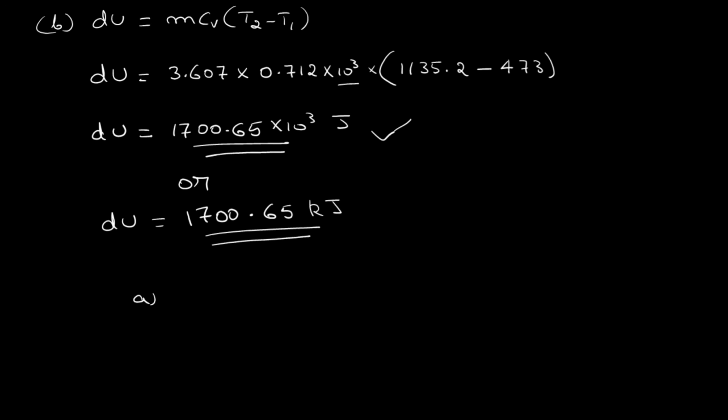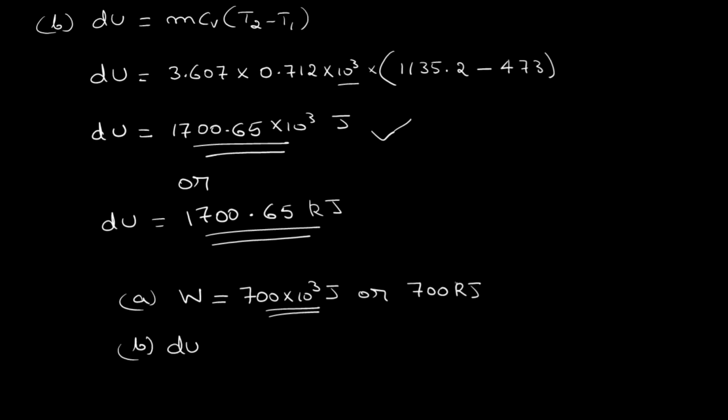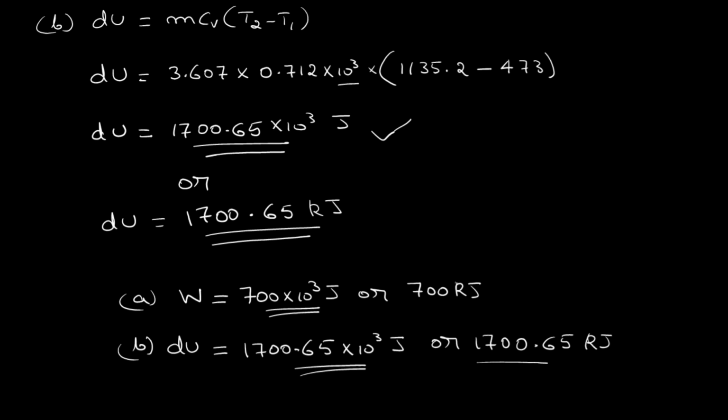So we got A, work done, that is W is equal to 700 into 10 to the power of 3 joule, or 700 kilojoule. B, increase in internal energy or change in internal energy, 1700.65 into 10 to the power of 3 joule, or 1700.65 kilojoule. So this is the solution for the given problem.